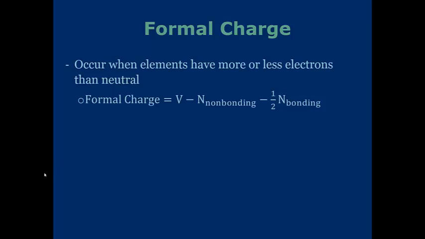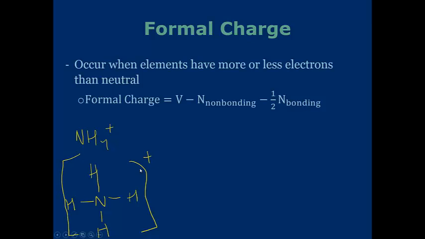How about we do NH4 plus? So if I were to do NH4 plus, I'll go ahead and draw that out. NH4 plus, and this has a positive charge on it. So let's talk about calculating the formal charge on the nitrogen. V stands for the normal number of electrons in the atom's valence shell. For nitrogen, it's going to be 5, and then you subtract the electrons that are non-bonding.